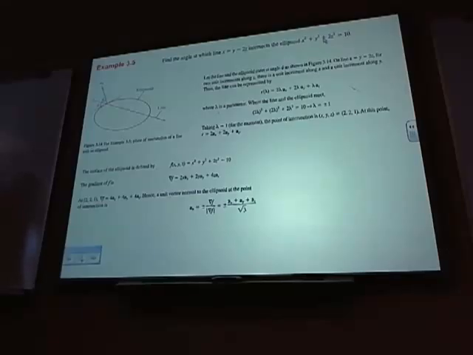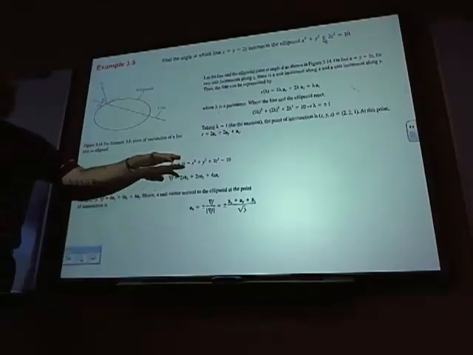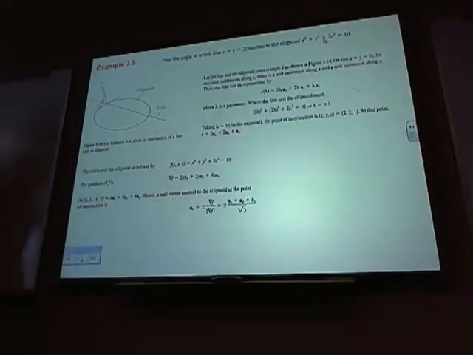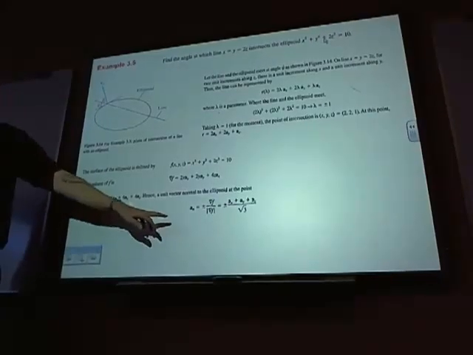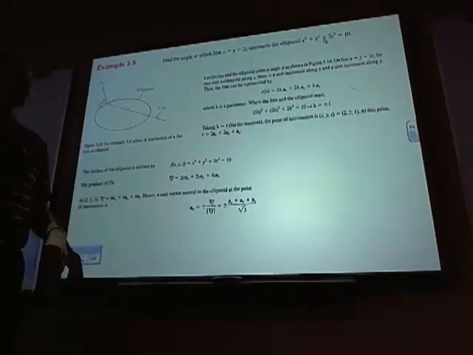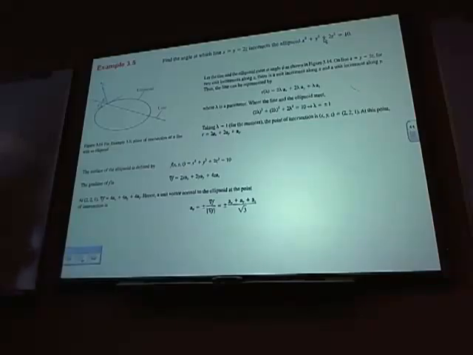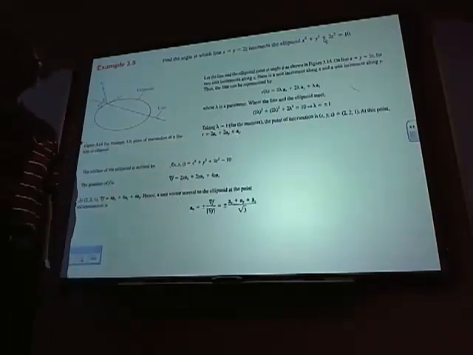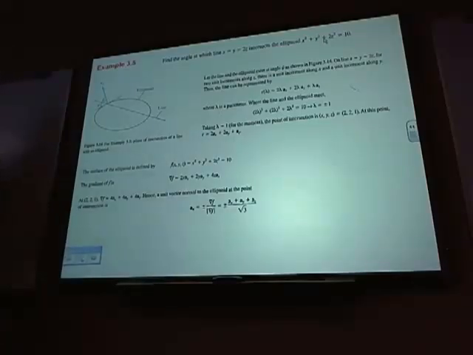A unit vector that is normal to this surface is the gradient divided by its magnitude. That is a normal, perpendicular to that surface at that particular point that we're working at, (2, 2, 1). So here's a unit vector that is normal to that surface. We have a vector here that's also in the direction of the line.